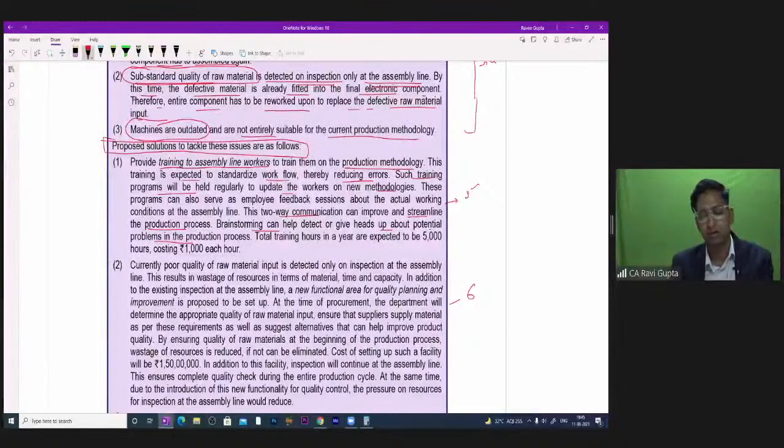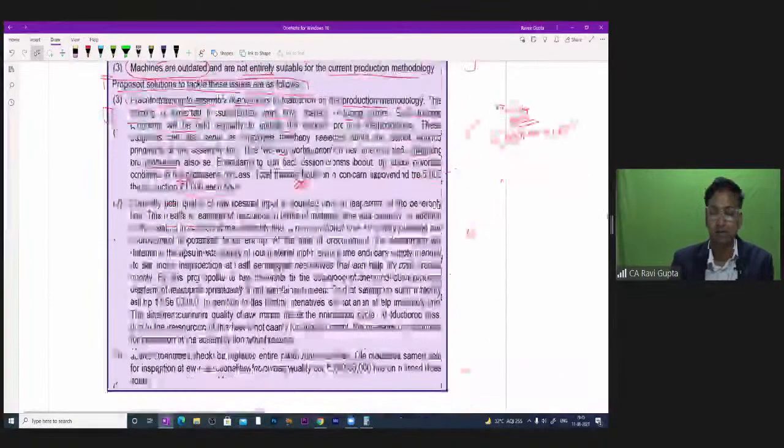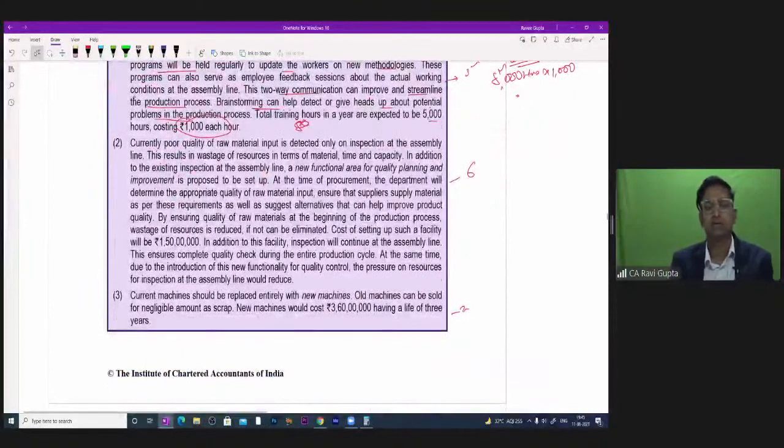Total training hours in a year is expected to be 5,000 hours, costing 1,000 each hour. That means, what is the output from the fifth paragraph? We have 5,000 hours multiplied by the cost of 1,000 rupees per hour. This is the training cost, right? Okay. Then what is the second solution?